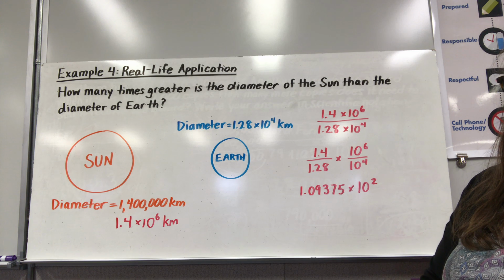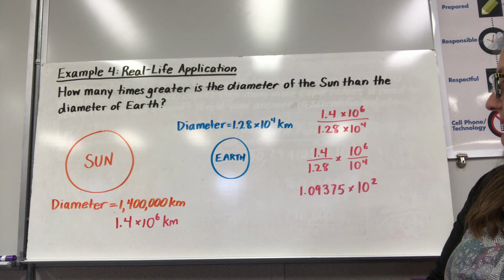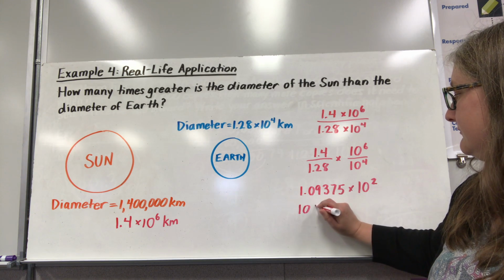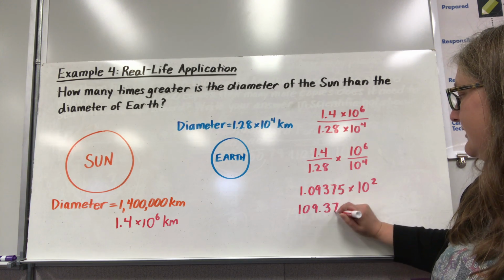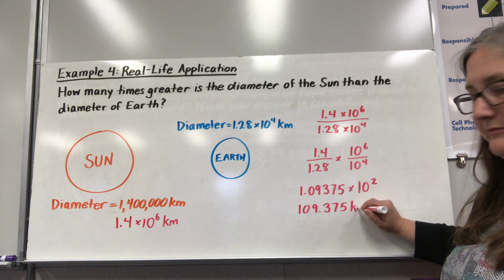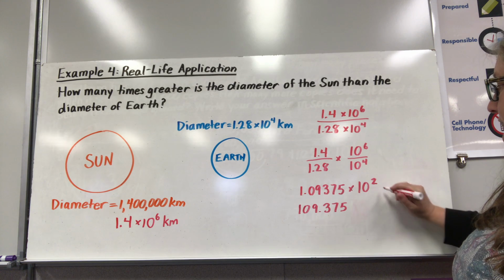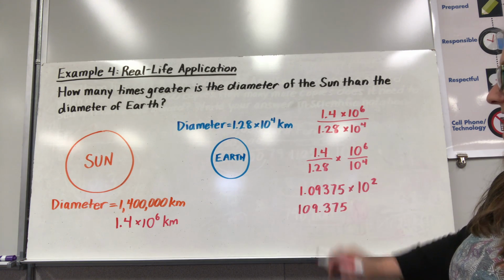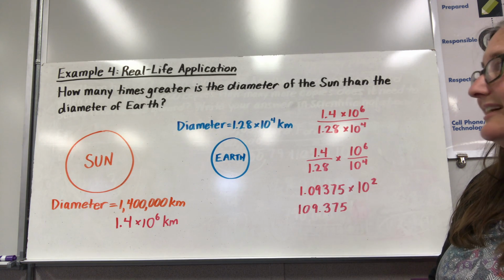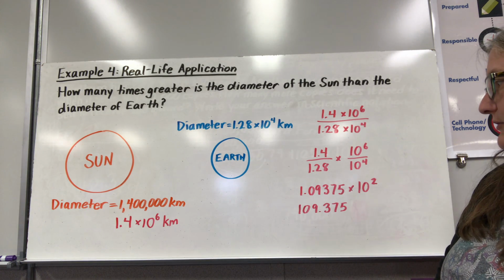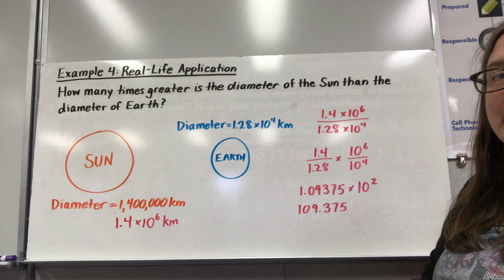Now if I do want to write this answer in standard form, this would be 109.375. Oh, sorry, not kilometers, times greater. So this is how many times greater. 109 times greater is the sun's diameter than Earth, or 1.09375 times 10 to the 2nd power.